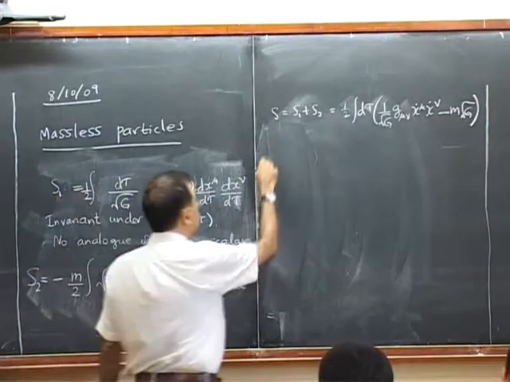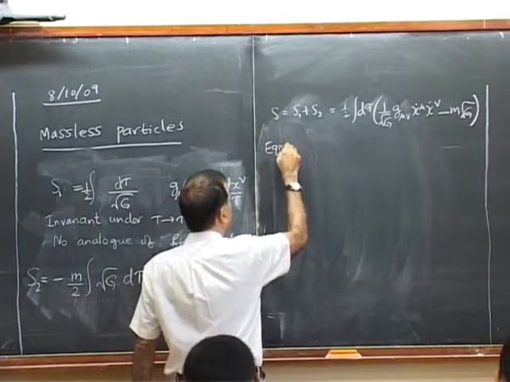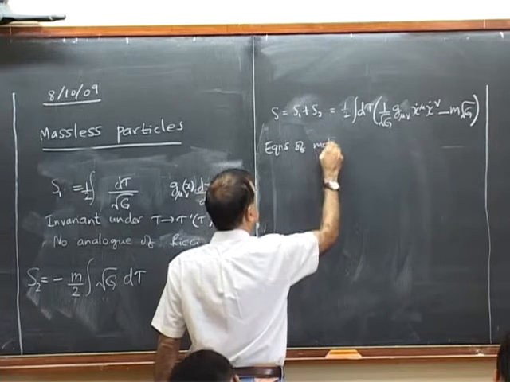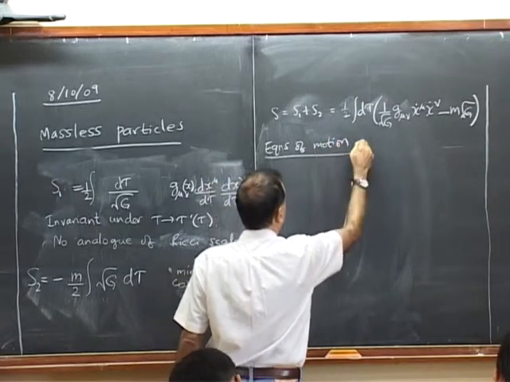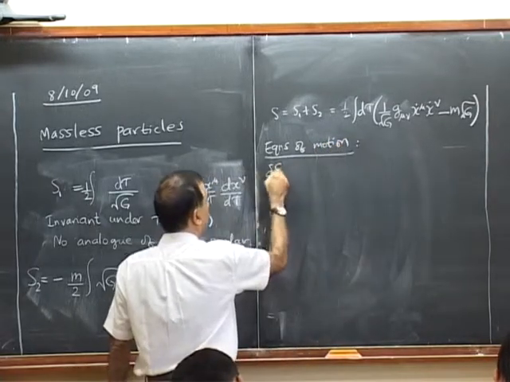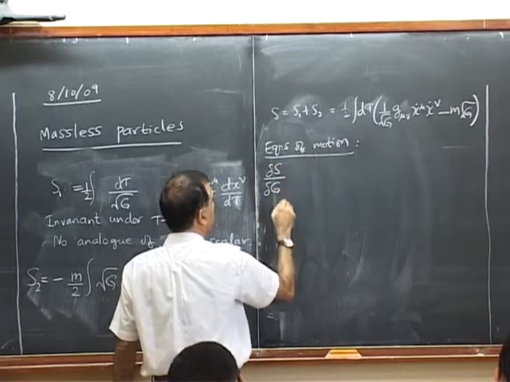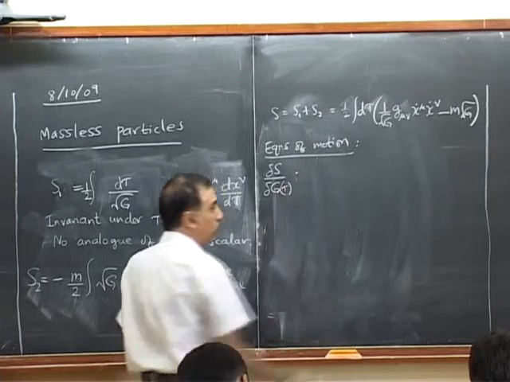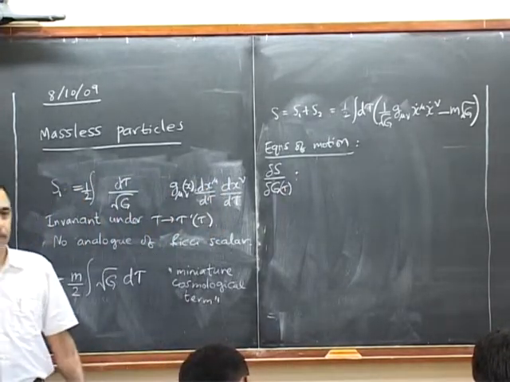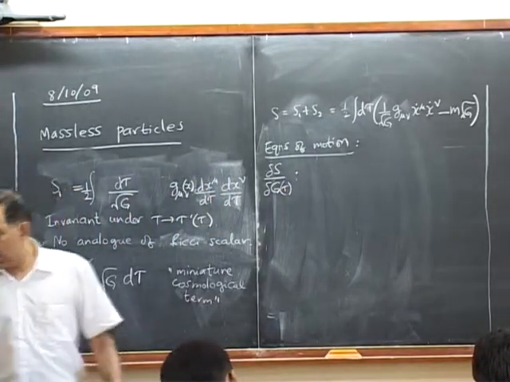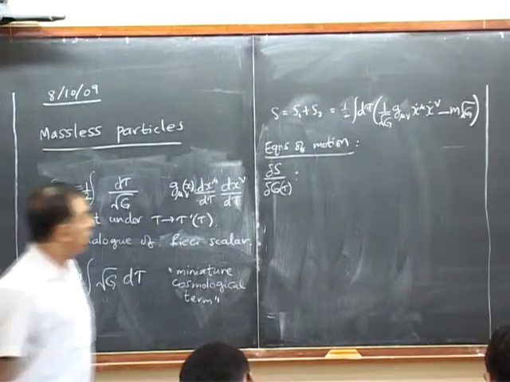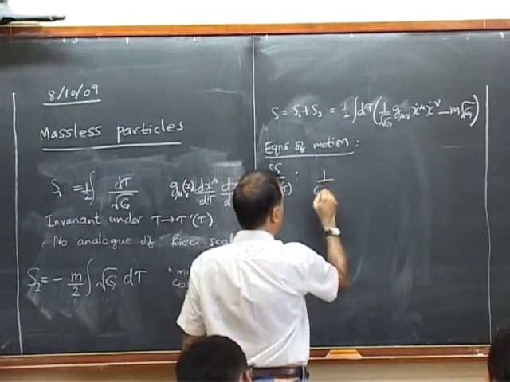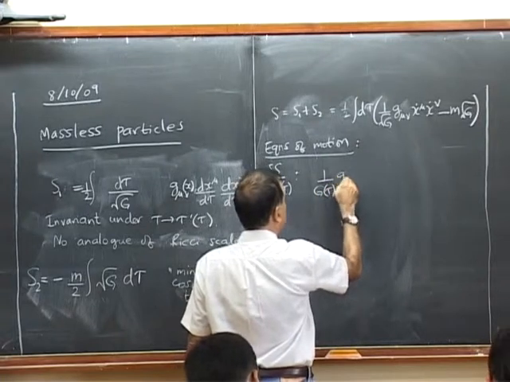Now the equations of motion will be of two types. One is the equation involving variation of this new variable g of tau. This will be a single equation because g has a single component. And what's the equation you get? You get the equation 1 by g of tau, g mu nu.